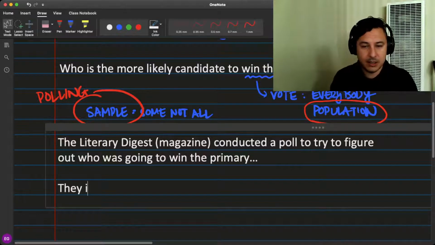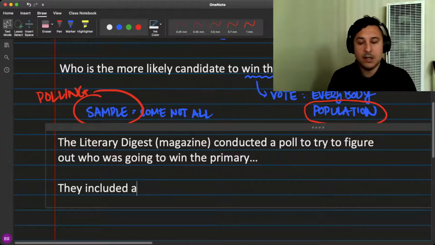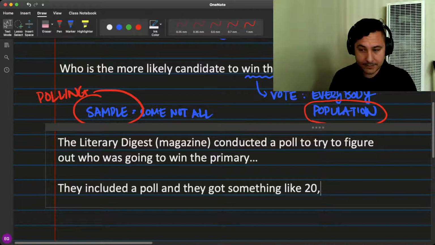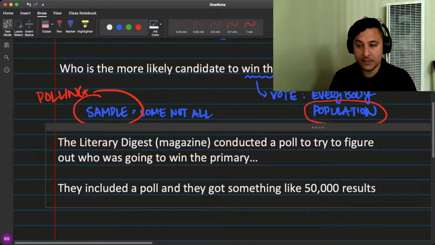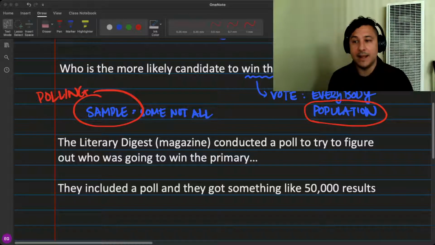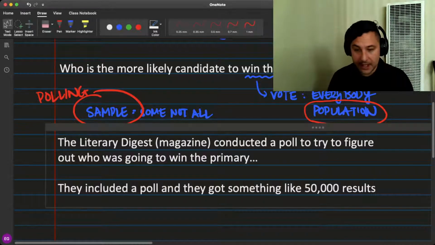So they included a poll, and they got something like 20,000 results. Actually, probably more. Maybe like 50,000. Does everyone agree that getting 50,000 responses is pretty good? You'd be like, oh man, I have some pretty serious data here. They even did something else.